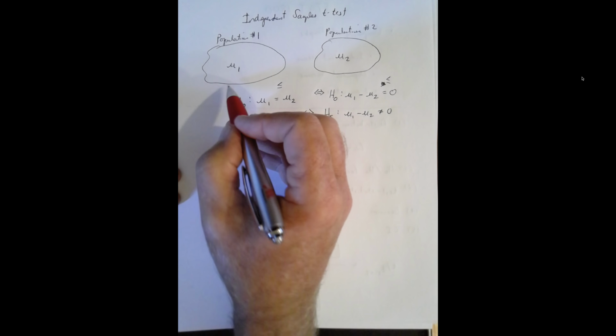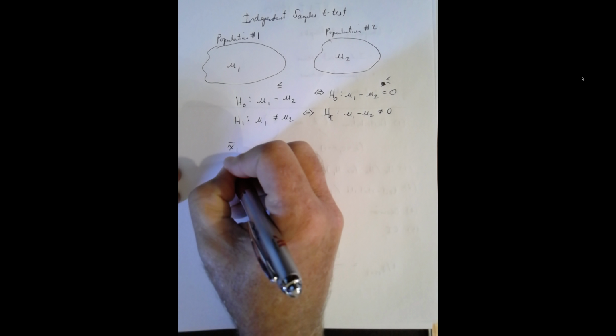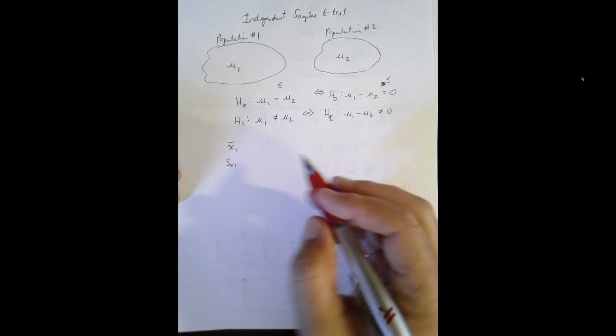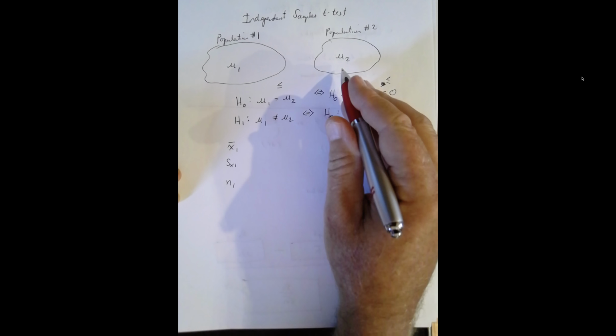So what we do is we dive into this population right here, and we take a sample. And that sample ends up having a sample mean. We'll call that x bar sub 1. It has a standard deviation, so I'll call that S sub x1, meaning that this is a sample standard deviation that was collected from that population. N sub 1 is the sample size, and we're going to have the same information over here. X bar sub 2 would be the sample mean that we would collect from this population. S sub x2 would be the sample standard deviation from that population, and N sub 2 would be the sample size of the sample that we took from this population.